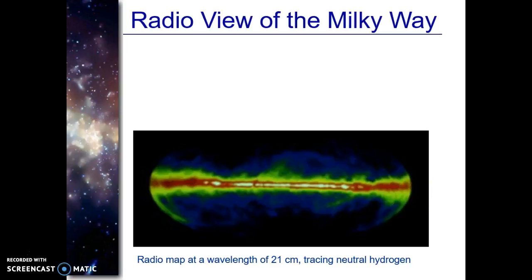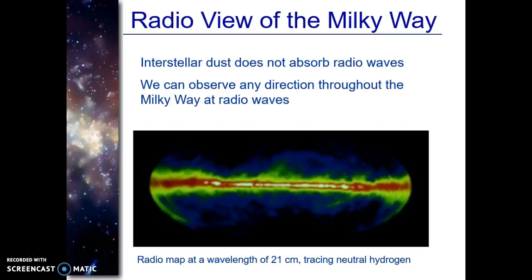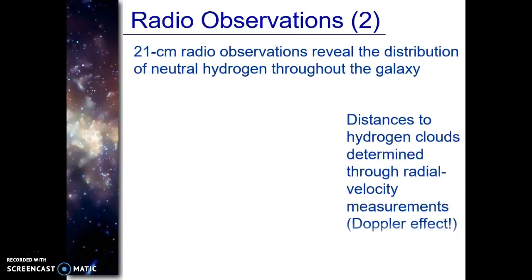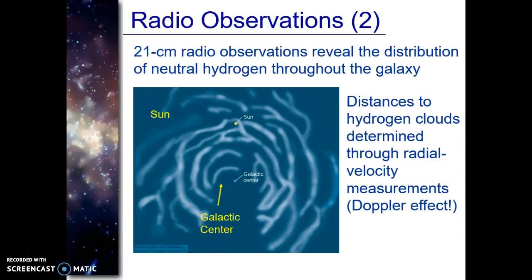So here's a radio map at a wavelength of 21 centimeters that traces all that neutral hydrogen inside the Milky Way. Like I just said, interstellar dust does not absorb the radio waves because they are lower energy, so you can use those to see what's inside. 21 centimeter radio observations reveal the distribution of neutral hydrogen throughout the galaxy. The distances to the hydrogen clouds can be determined through radial velocity measurements, so the Doppler effect.